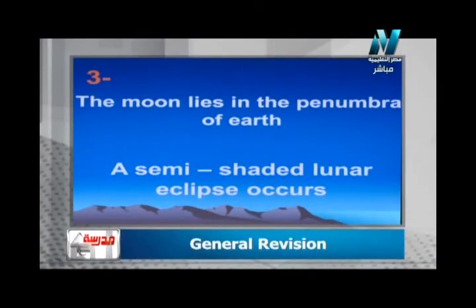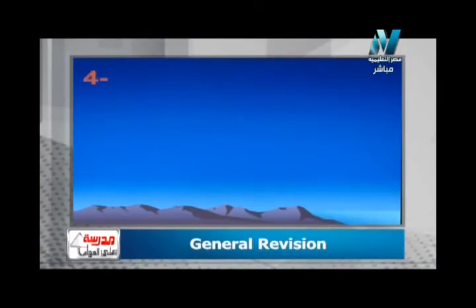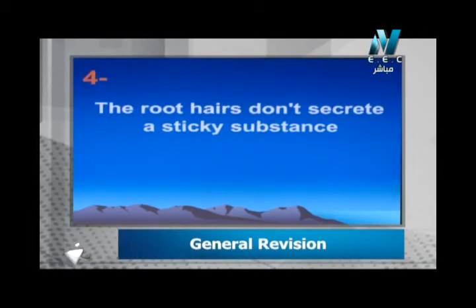And each one of them needs a special area to occur. When the moon passes through a special area, a type of eclipse occurs. So if all the moon is in the area of umbra, we will have total lunar eclipse. If a part of the moon is in the area of umbra and another part in the area of penumbra, we will have the partial lunar eclipse. And if the moon is in the area of penumbra, it will be semi-shaded lunar eclipse. So we have three types of eclipses about the moon, and all of them depend on the area of the moon.